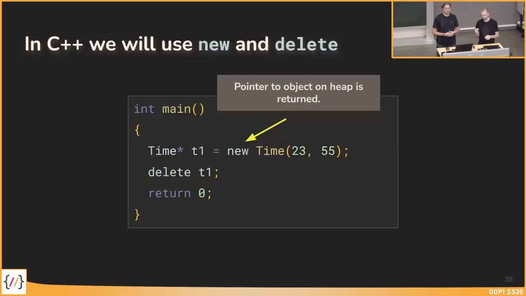So remember what's the difference between this line here, the new Time, and when I just create the Time as a local variable. The difference is that the one with new Time is on the heap, and so I have to delete it. And when I have it as a local variable, it is deleted as soon as it gets out of scope here.